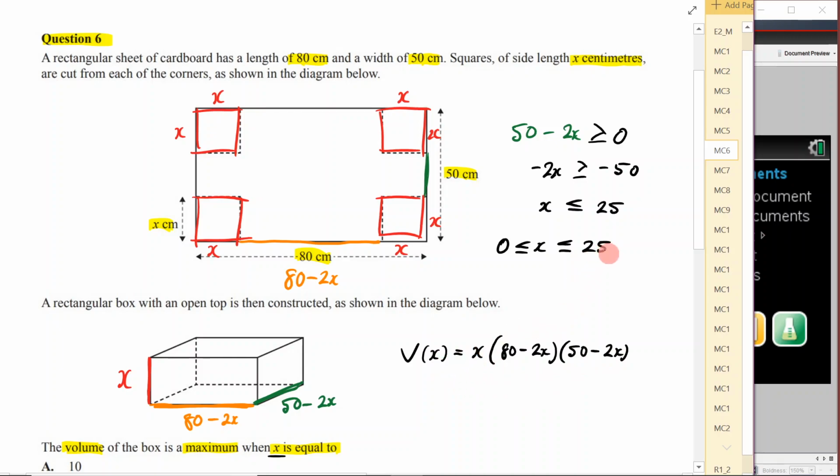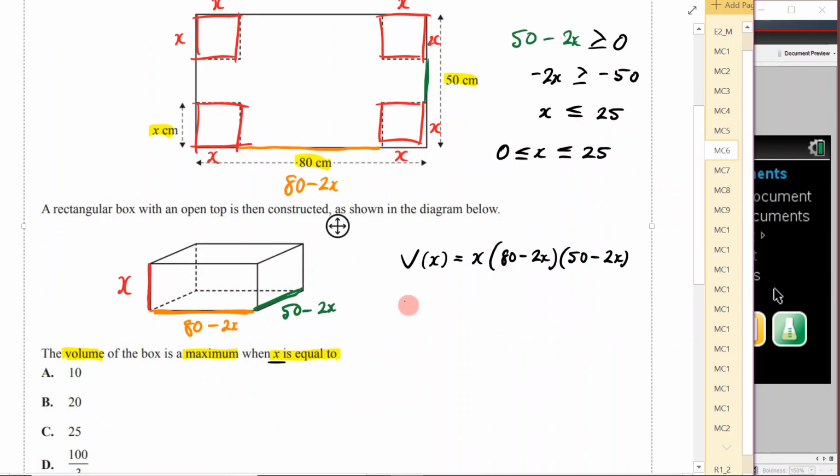If we were to make it any bigger than 25, I would end up with a negative volume, and that simply doesn't make any sense. So that's why we've said that. Okay, let's now go and put all this information into our CAS calculator, because we are dealing with finding the maximum, it is an optimization question. So eventually we're going to have to differentiate this, set it equal to 0 to find my stationary points, and then we can determine what my maximum will be.